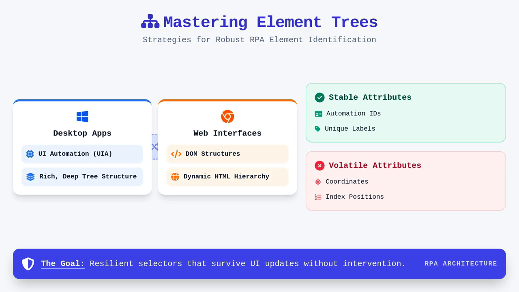A robust selector should be resilient enough to handle minor updates to the UI without requiring developer intervention, which is the hallmark of a well-architected RPA solution.